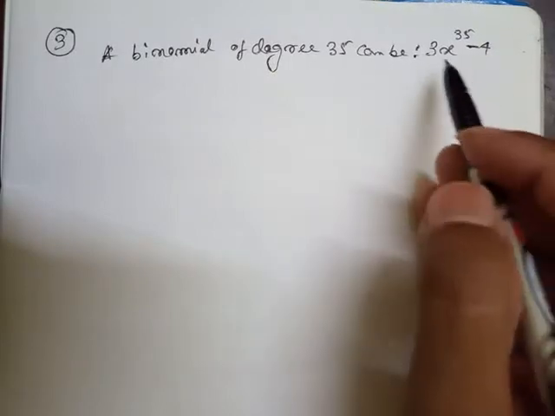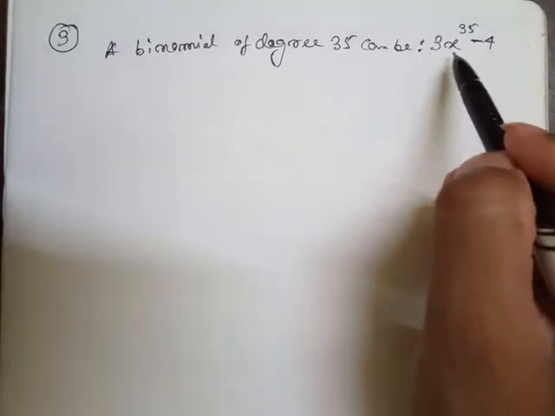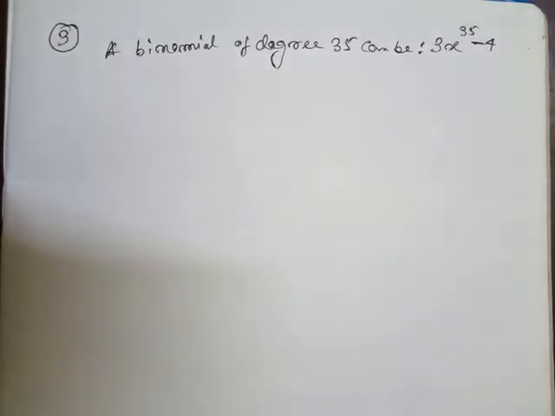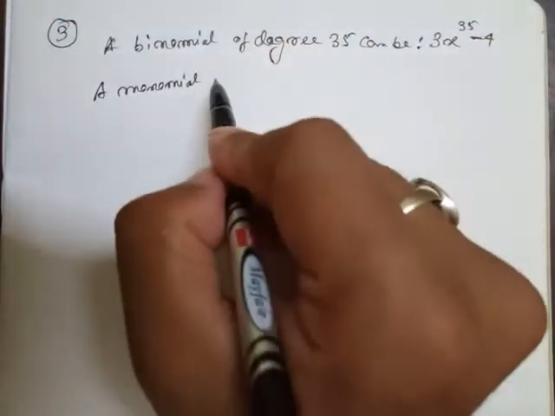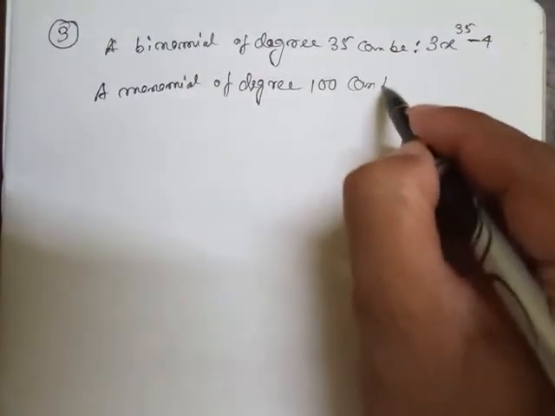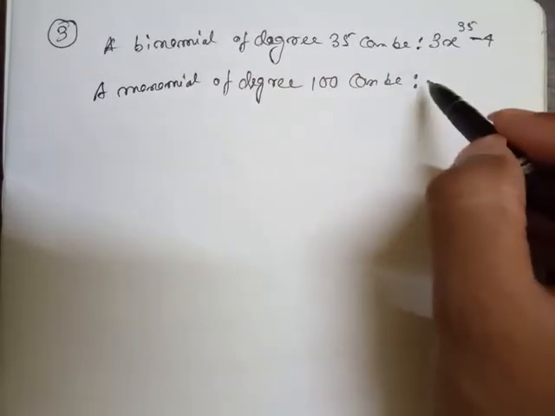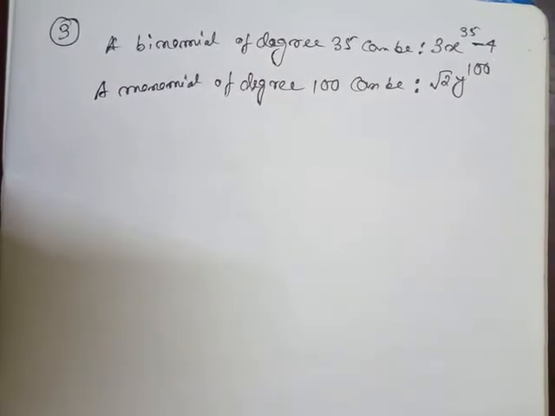You may write here many other values like 4y to the power 35 or 3 plus 10x to the power 35 plus 12, like that. Many values you can write. I have just written only one here. And a monomial of degree 100 can be written, say, root 2 y to the power 100 I have written. You can write here 4y to the power 100 or 7x to the power 100. Many degrees of monomial you can write here.